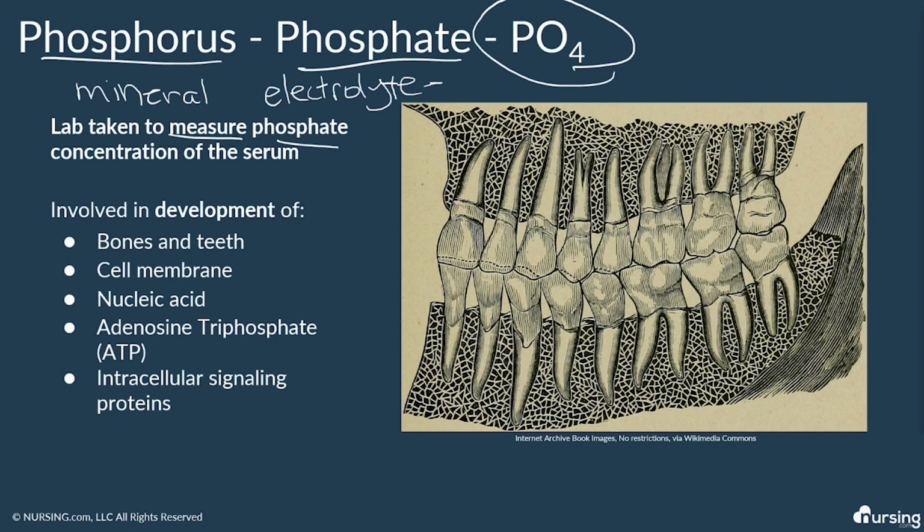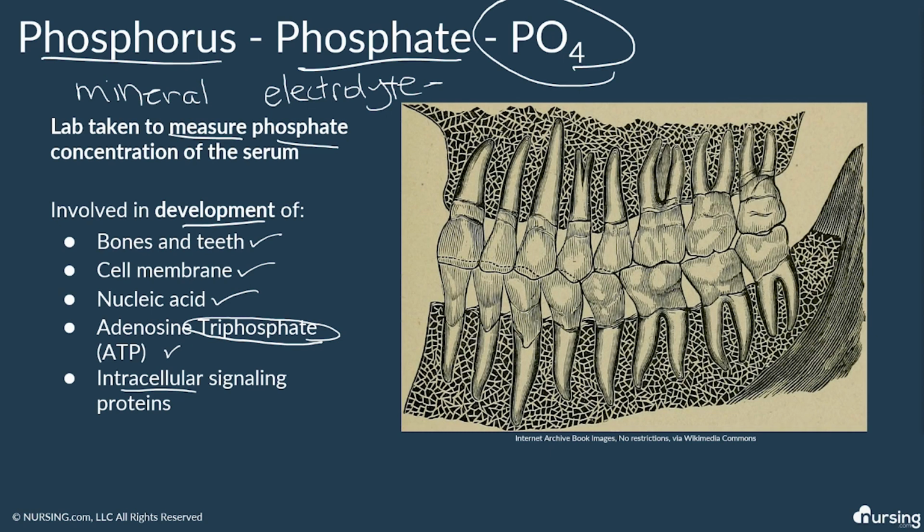This is a very important nutrient in the development of very important tissues. As you can see here, the bones and teeth, cellular membranes, nucleic acid, and even ATP. Have you ever noticed the triphosphate part of ATP? It's also used in the development of intracellular signaling proteins. So very important.